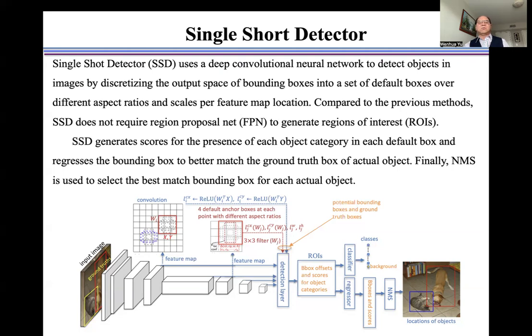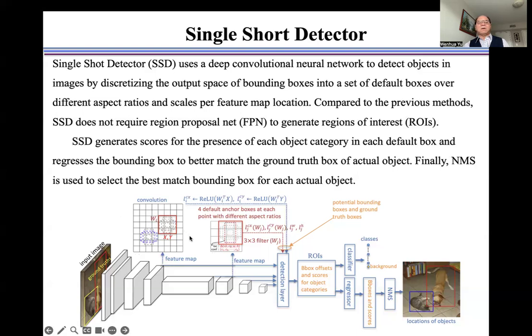SSD generates scores for the presence of each object category in each default box and regresses the bounding box to better match the ground truth box of the actual object. Finally, non-maximum suppression is used to select the better matching bounding box for each actual object.